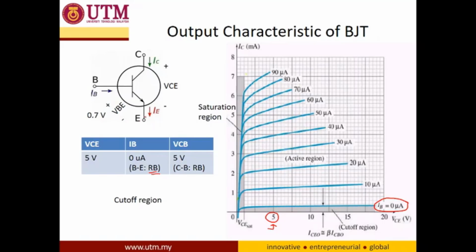So this leaves the VCB. All the applied VCE will be dropped across the VCB. VCB is now positive, which means VC is higher than VB. VC is N-type and VB is P-type, so the cathode is higher than the anode, and this is a reverse bias. So both junctions are reverse bias. This is what we call the cut-off region.